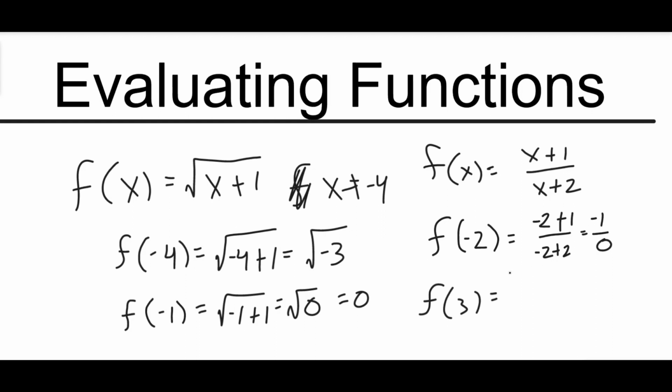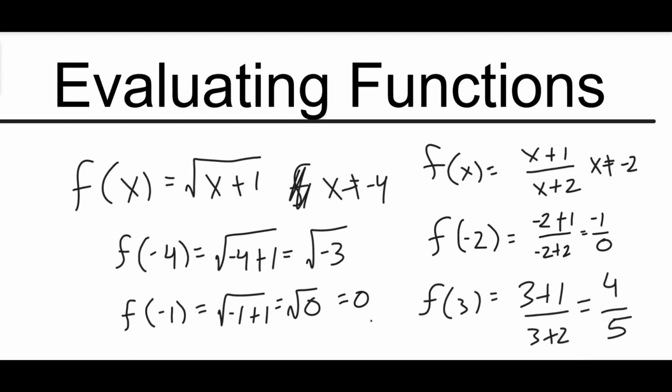This is another domain problem. Our domain for this one, x cannot equal negative 2. Our domain cannot include negative 2, because this gives us an undefined output. Let's try f of 3. Again, we're just plugging in 3 plus 1 over 3 plus 2, that gives us 4/5, and that is fine.